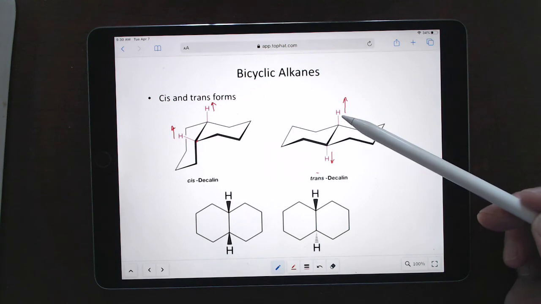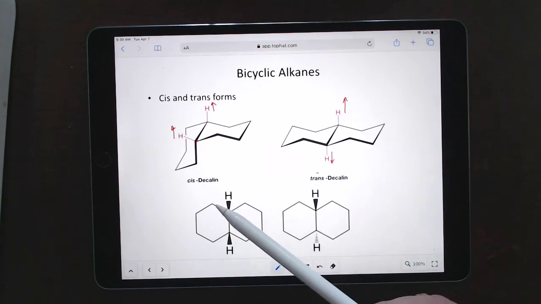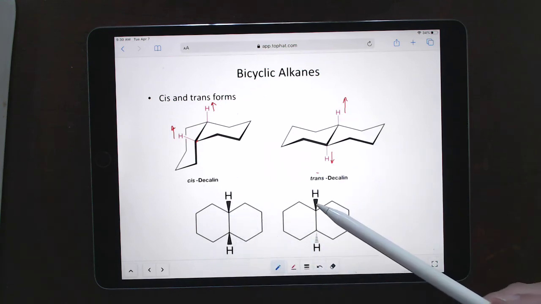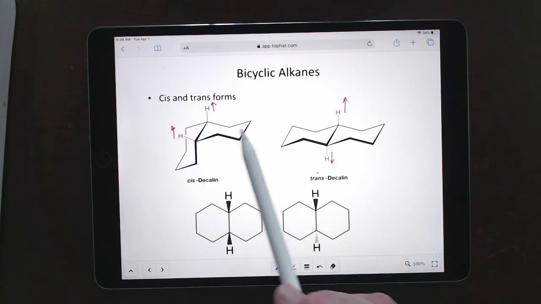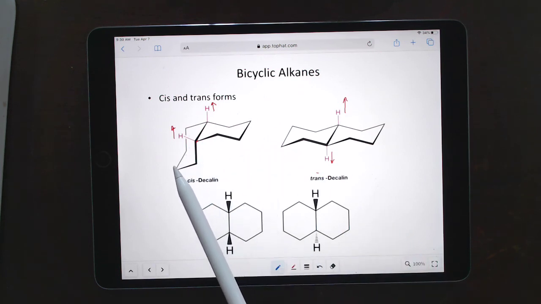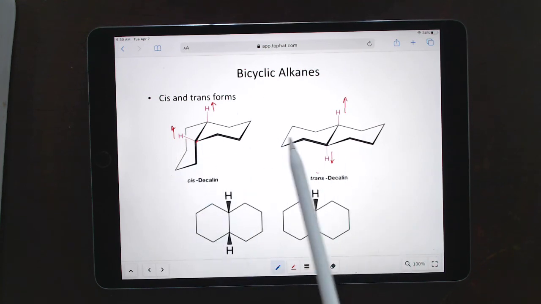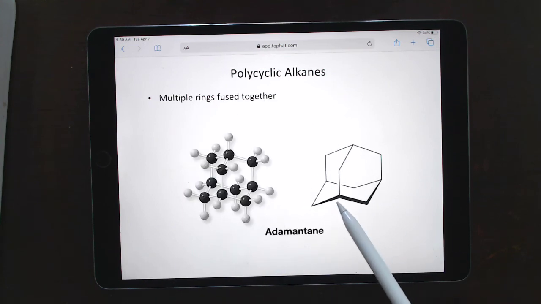This one is trans, right? Because you've got an up and a down, and it's designated as two wedges as opposed to a wedge and a dash, like that. And so this cis, again like with the double bond, makes the molecule kink, like that, while the trans makes it flat. Okay, and you can also have all sorts of crazy ones where you fuse these things together. Okay, good luck.